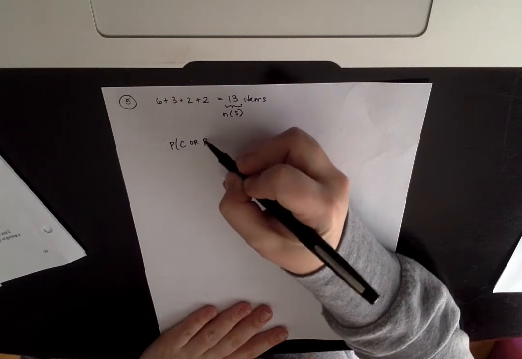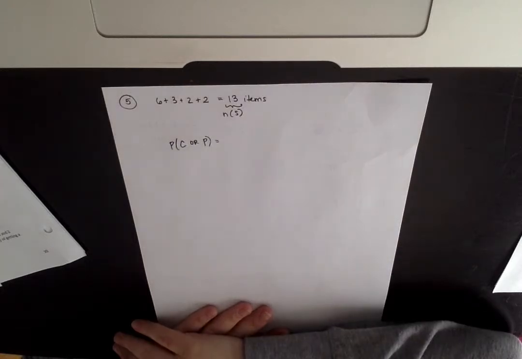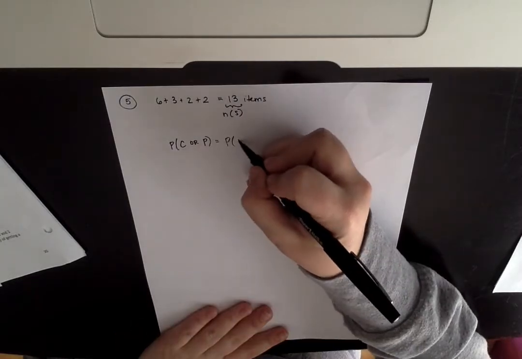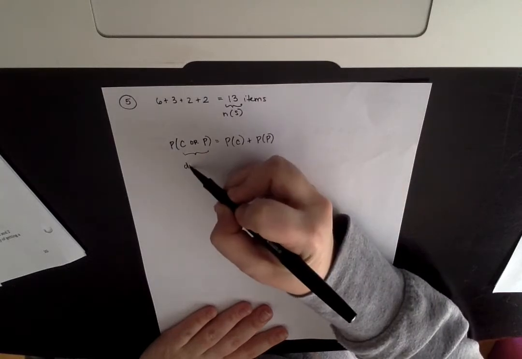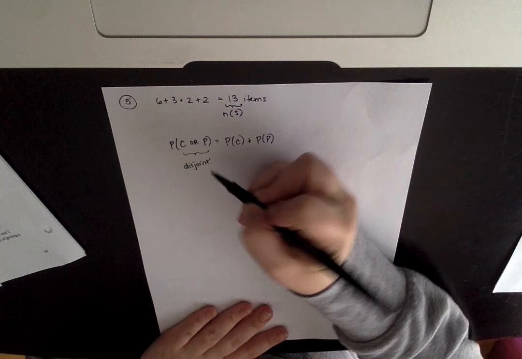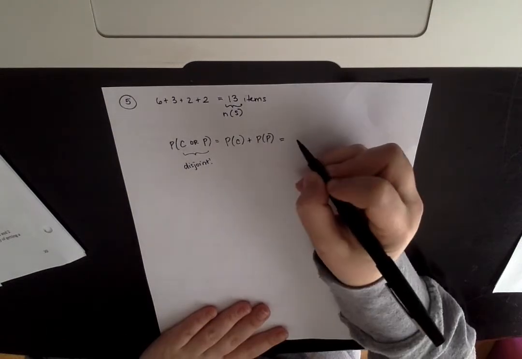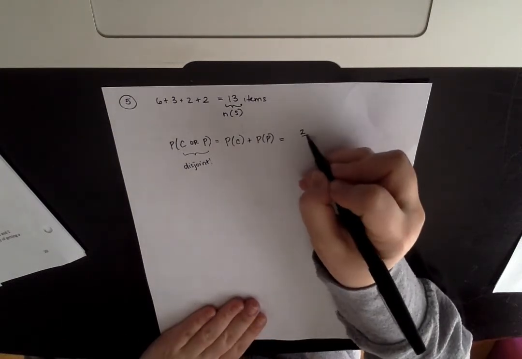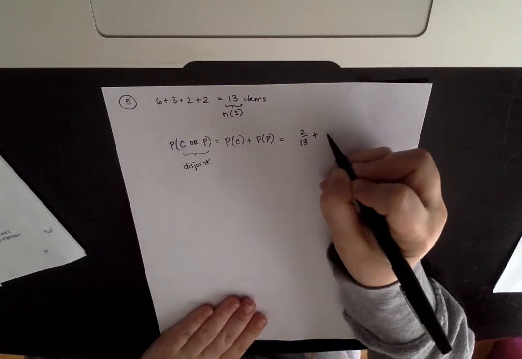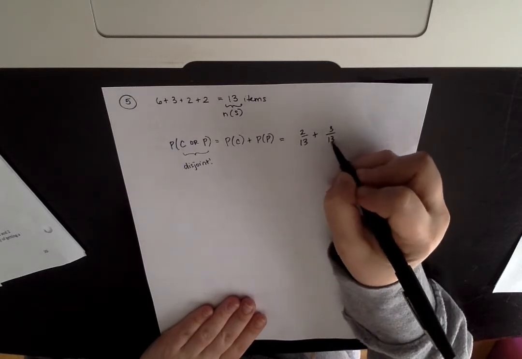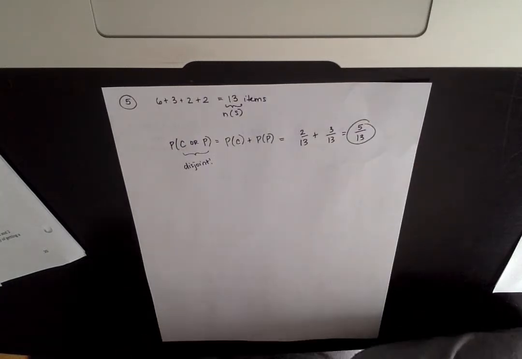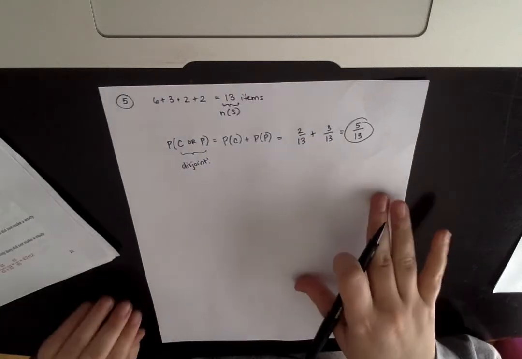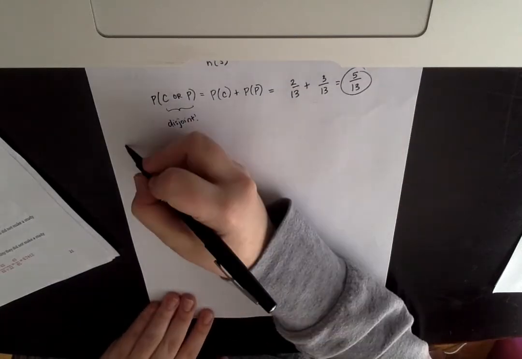Caramel or peppermint. Well, can we get a caramel and a peppermint at the same time if we only choose one? No. So we can add the probability of a caramel plus the probability of a peppermint because these are disjoint. It says that there are 2 out of 13 that are caramels and 3 out of 13 that are peppermints. So altogether, the probability is 5 out of 13. Not bad. Okay, let's look at number 6 on the next page.